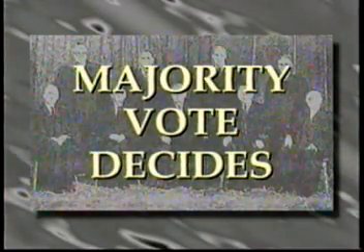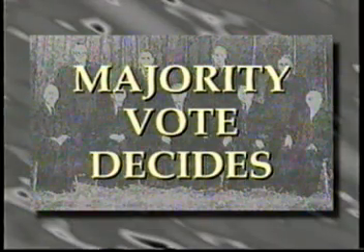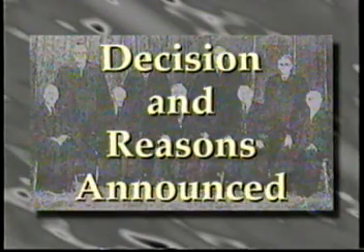To decide a case, the court must have a majority vote: 5 votes if all 9 of the justices are involved. After a majority vote has been reached, they write an opinion on the case, a document that announces the decision and the reasons behind it.